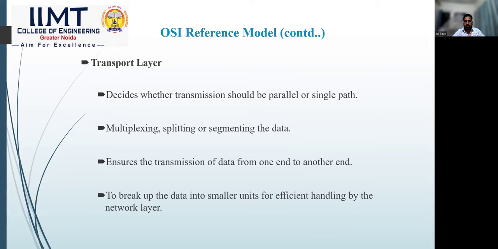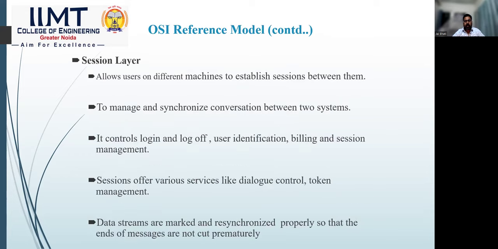Next layer is the transport layer, which is responsible for data transmission from one node to another. It decides whether the transmission will be parallel or through a single path. It is responsible for multiplexing, splitting, or segmentation of the data during data transmission. This layer also ensures end-to-end data transmission from one node to another node. It breaks up the data into smaller units for efficient handling by the network layer.